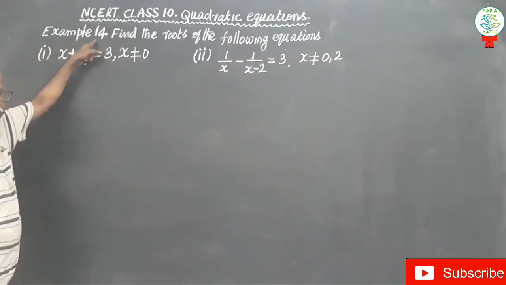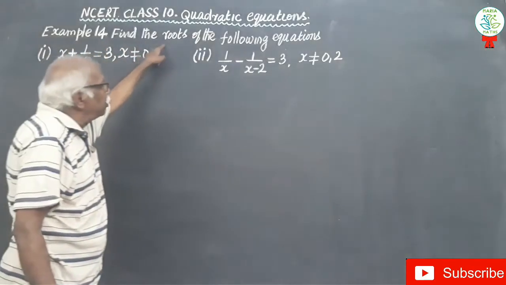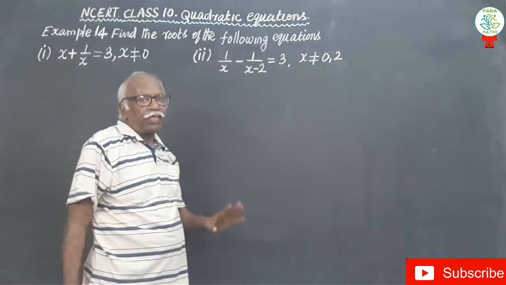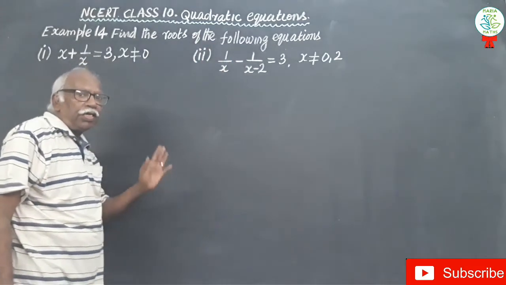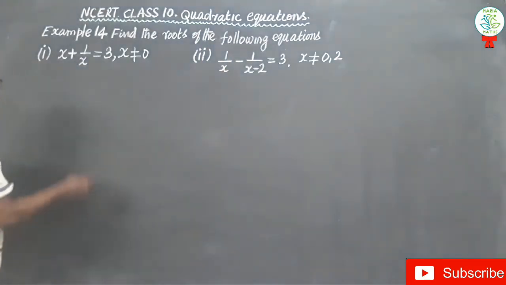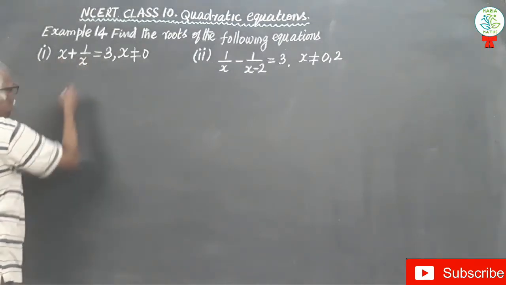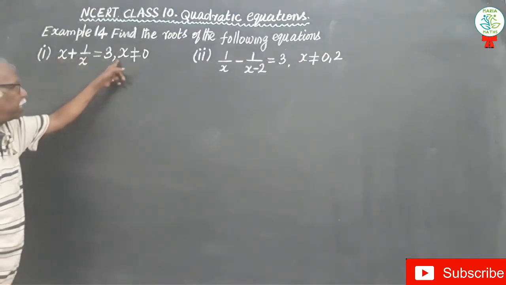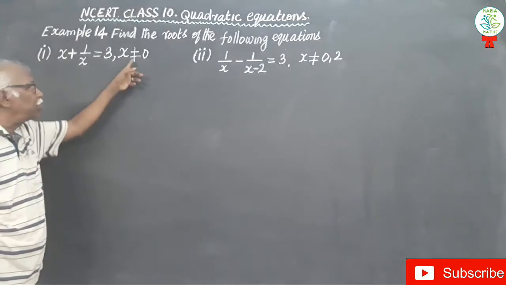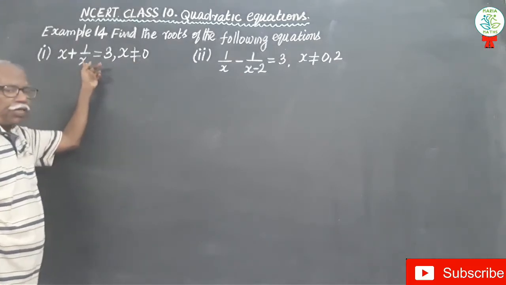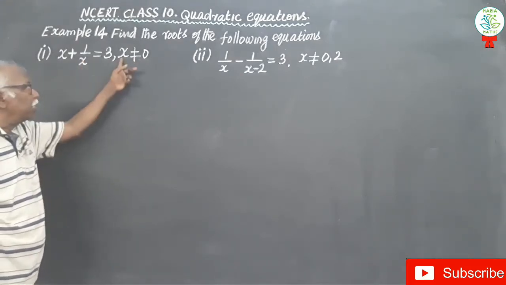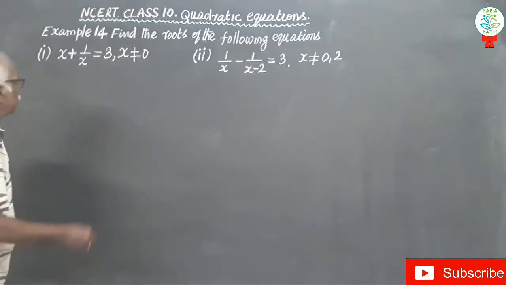Example 14. Find the roots of the following equations. They give two equations, and now we have to find the roots. First subdivision, x plus 1 by x is equal to 3 where x not equal to 0. Why x cannot be 0: if we put 0 for x, 1 by 0 is infinity. So x not equal to 0.